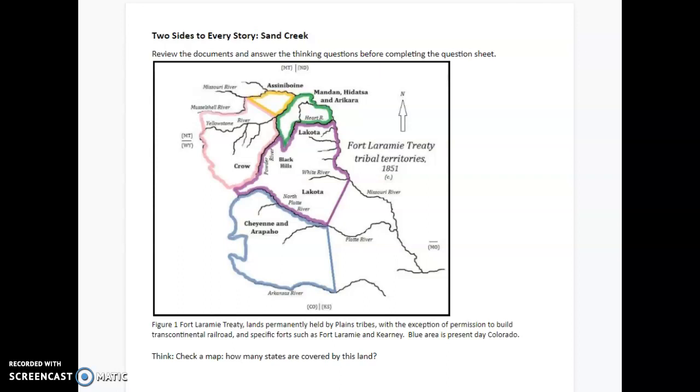Hello, students. This week's lesson involved learning how to tell a story from multiple documents and also looking for perspective and bias. Who's telling the story, from what perspective, and do they have any bias?